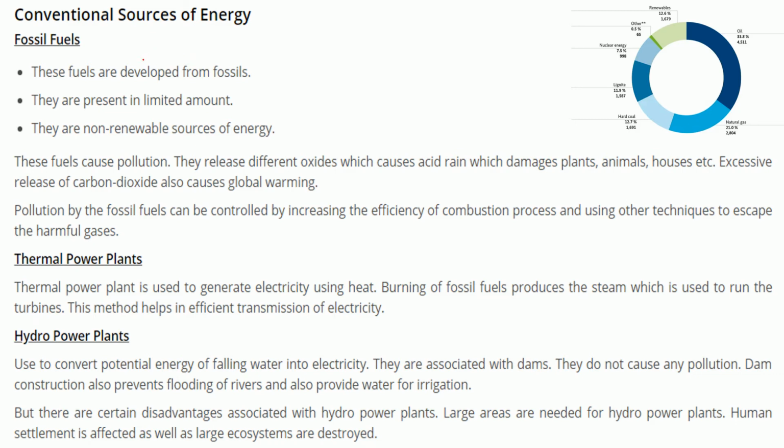Conventional sources of energy. First is fossil fuels. These are the fuels which are developed from fossils. What are these fossils? Billions of years ago, the flora and fauna perished. And because of the temperature, humidity, and pressure, these organisms, these flora and fauna, changed to fossils.